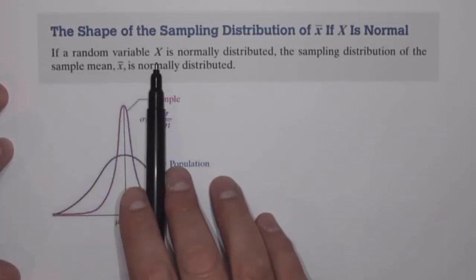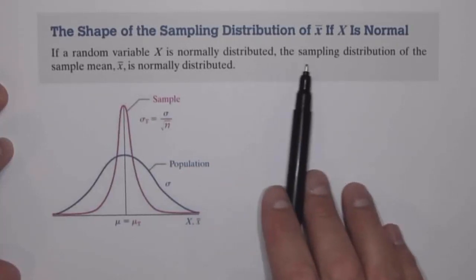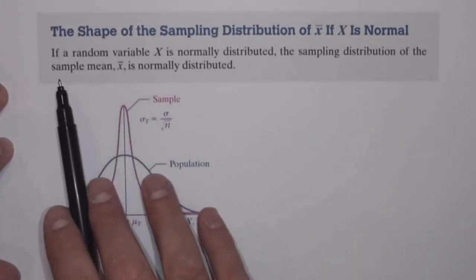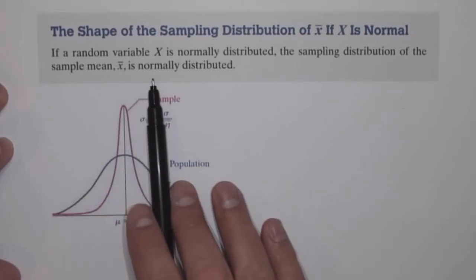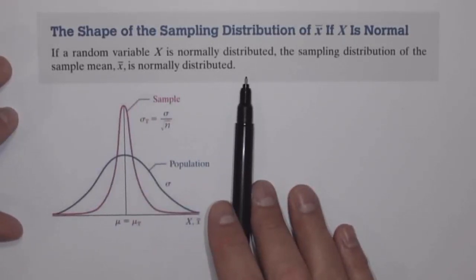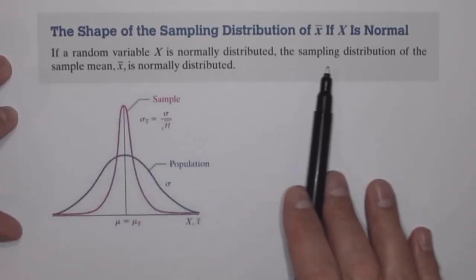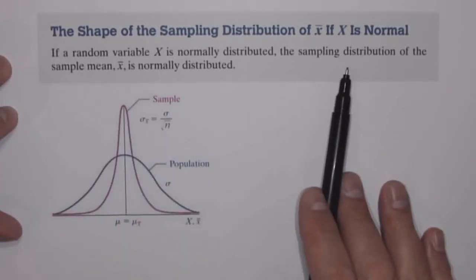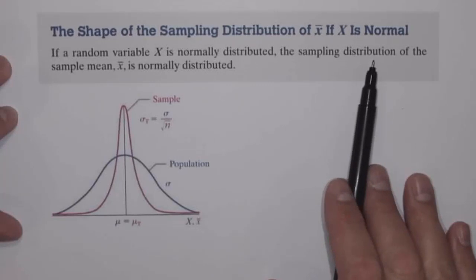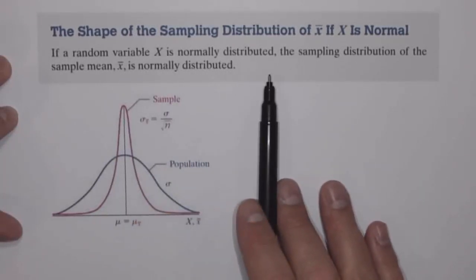If a random variable X is normally distributed, then the sampling distribution of the sample mean X bar is normally distributed. Translation: if the population from which our sample's being drawn is a normal distribution, then our sampling distribution of X bar is going to be normally distributed as well.